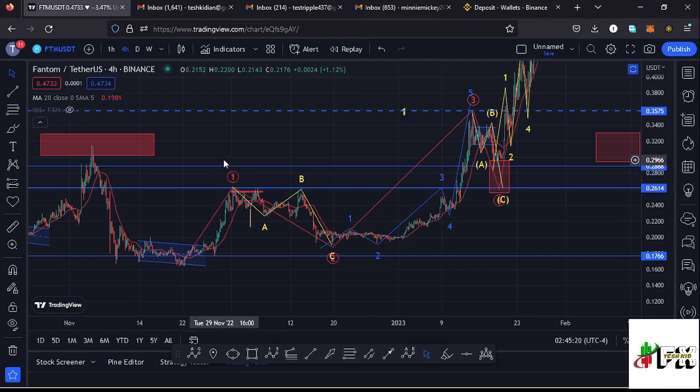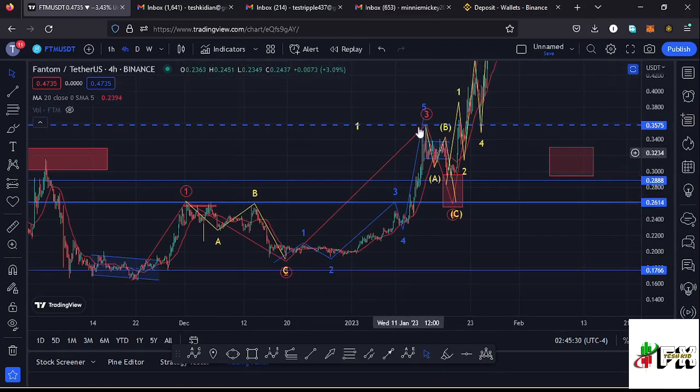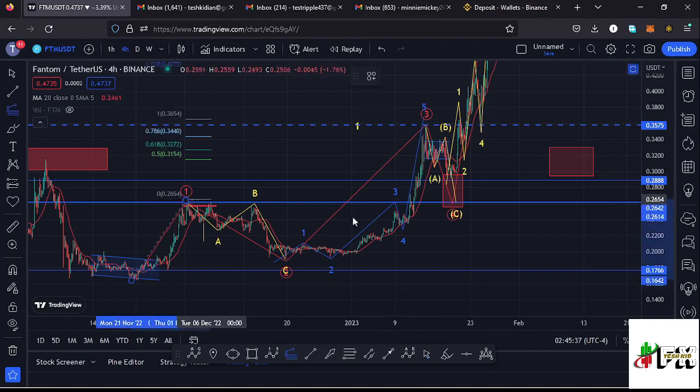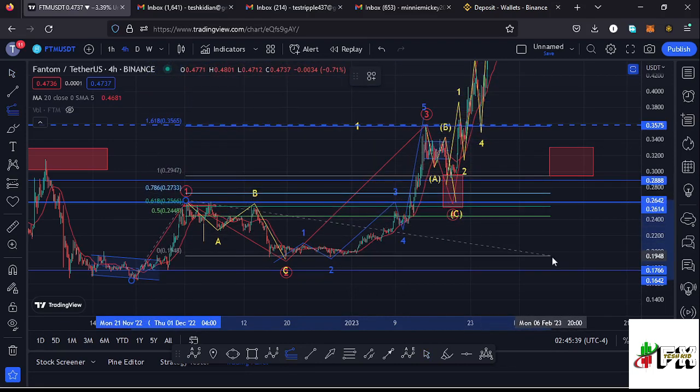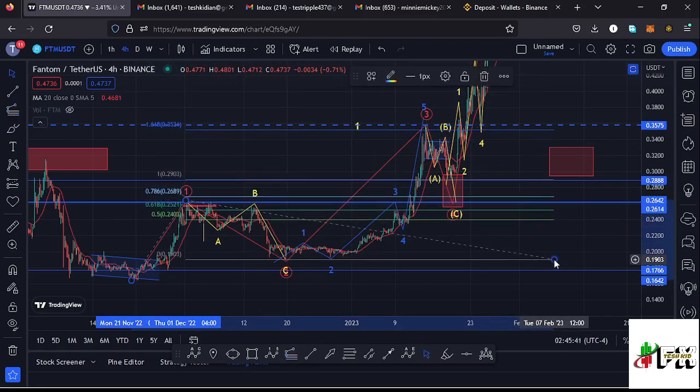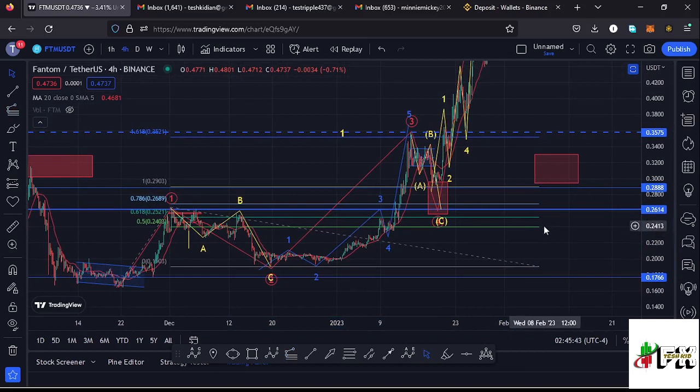And after seeing that high, we saw this ABC corrective structure having the wave C fully maximizing the formation of that wave 2 to the lower side. And after seeing the low, we started another bounce to the upside in the formation of this wave 3, and using the trend based Fibonacci, connecting it from the low of the first wave to the high of that wave 1, then dragging the fibs to the low of the second wave. That gave me a minimum target area to the upside in the formation of that wave 3 at around the $0.35 mark, and that is a target area that we fully maximized.